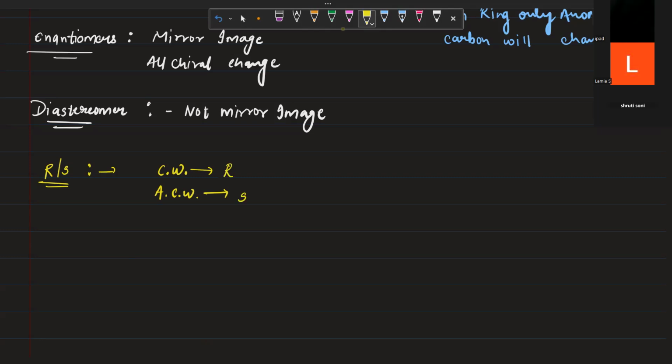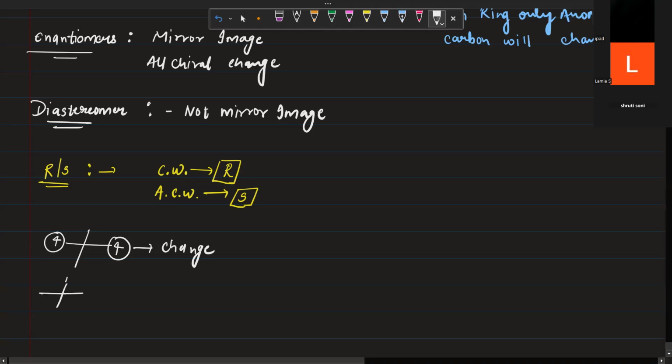Great. And if we're looking at a Fischer diagram, the lowest priority group must be on the top or bottom. If it's on the left or right, then the configuration of the molecule must be changed. Very nice. But if the fourth group is on the top and bottom, then it won't change.